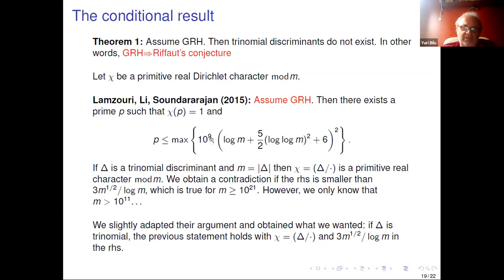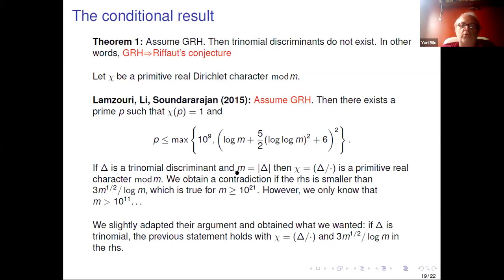This term is okay, but 10 to the 9 is not good, and it's not enough for us. We know that m is bigger than 10 to the 11, but not 10 to the 21. So we just had to slightly adapt the argument to make some makeup, without introducing any substantially new ideas, and managed to prove this. So GRH implies Riffaut's conjecture.